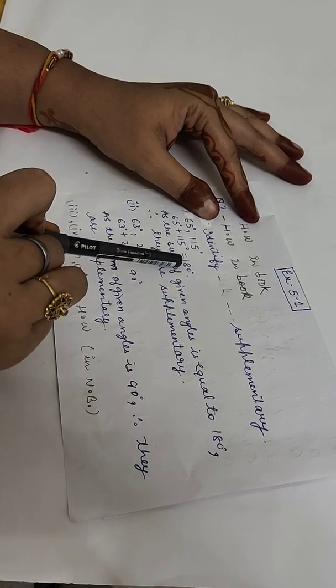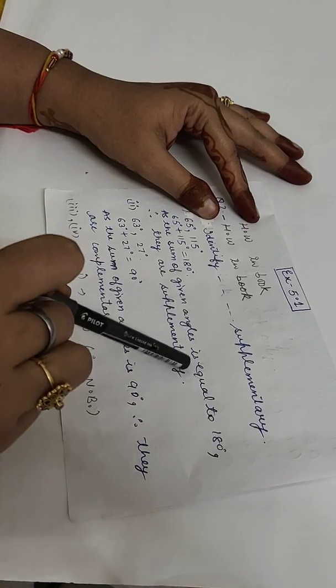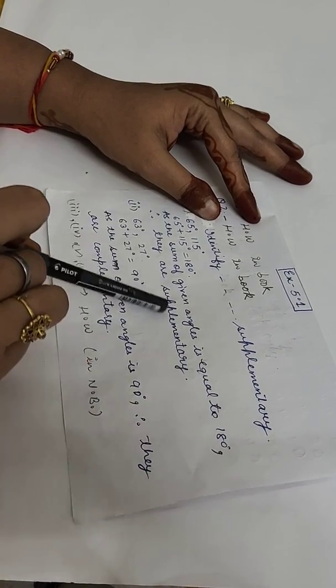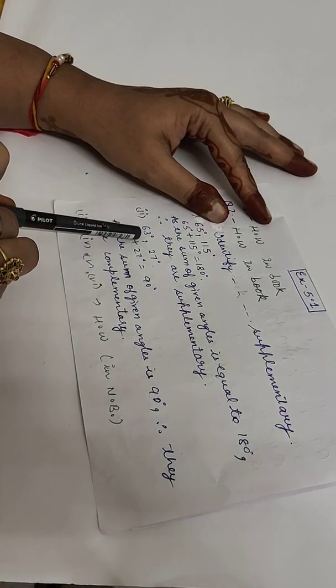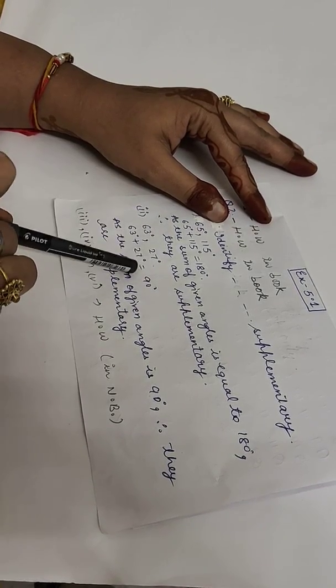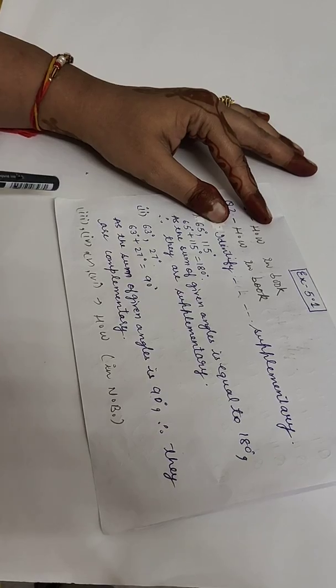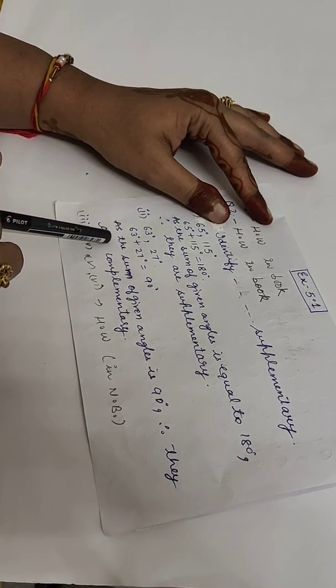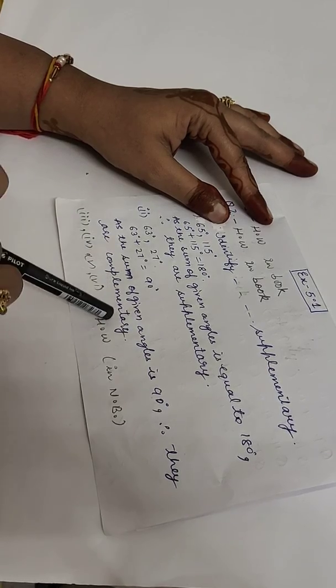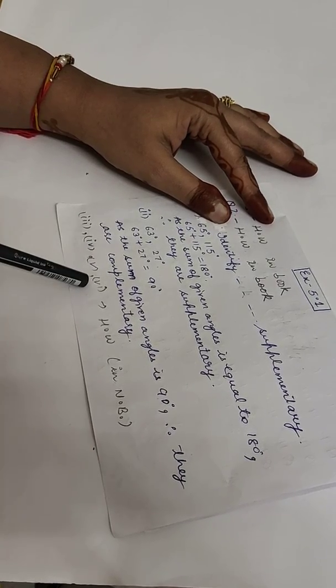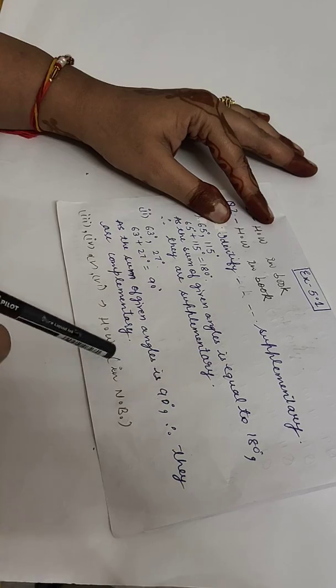What is the sum? It is 180. So you can write: the sum of the given angles is equal to 180 degrees, therefore the angles are supplementary. In the second part, you can see 63 and 27 are given, and if we add them, the sum is 90 degrees. So we can say the sum of the given angles is 90 degrees, therefore they are complementary. All other parts you have to do yourself in the notebook only.